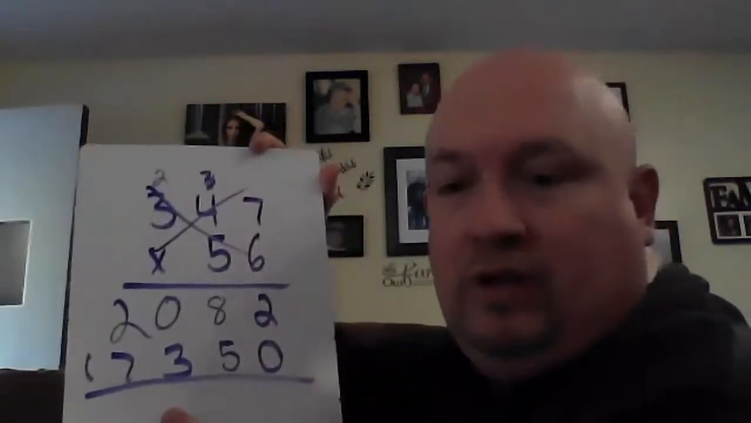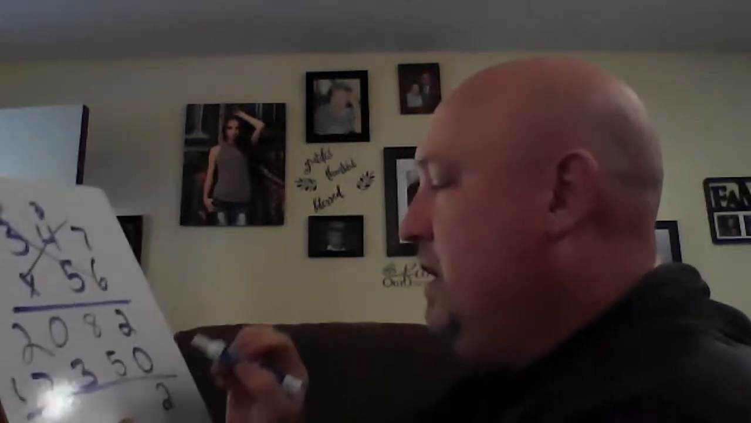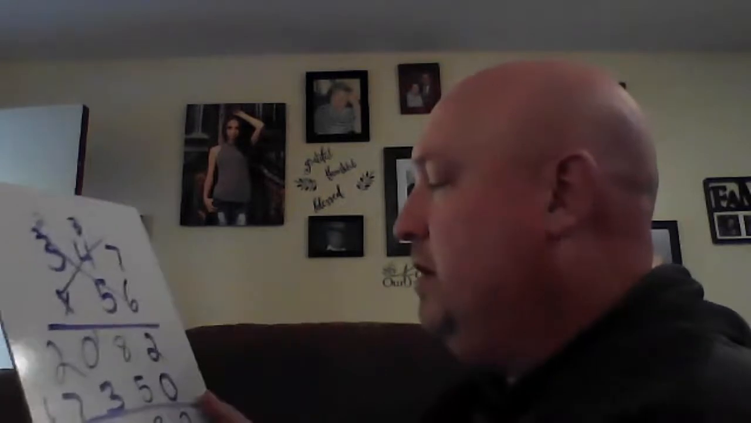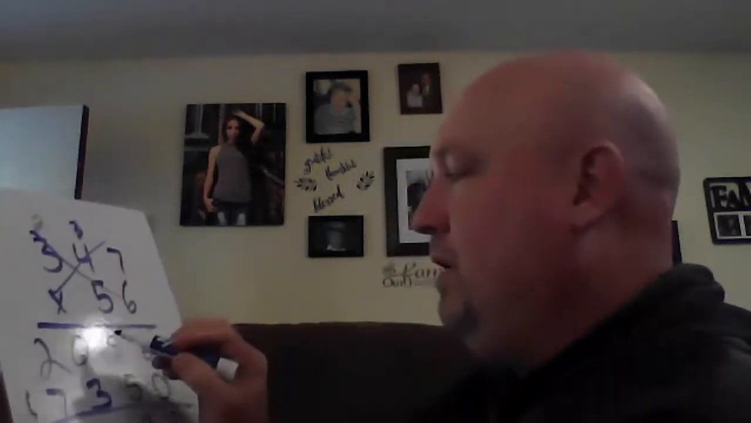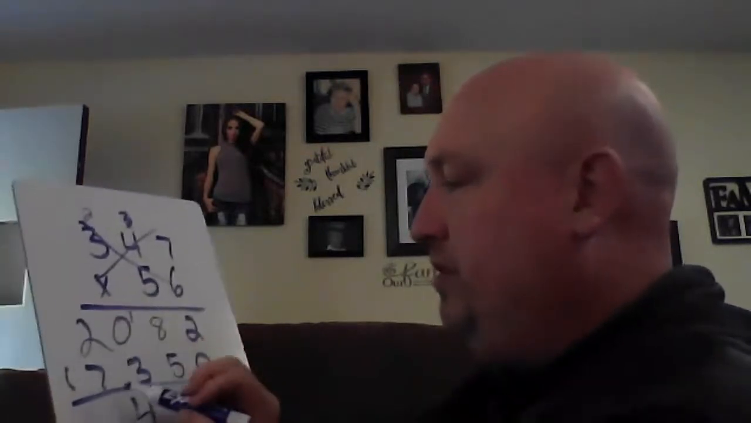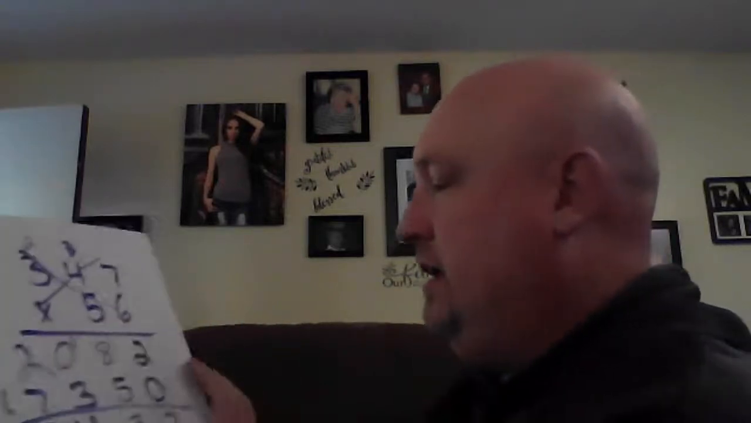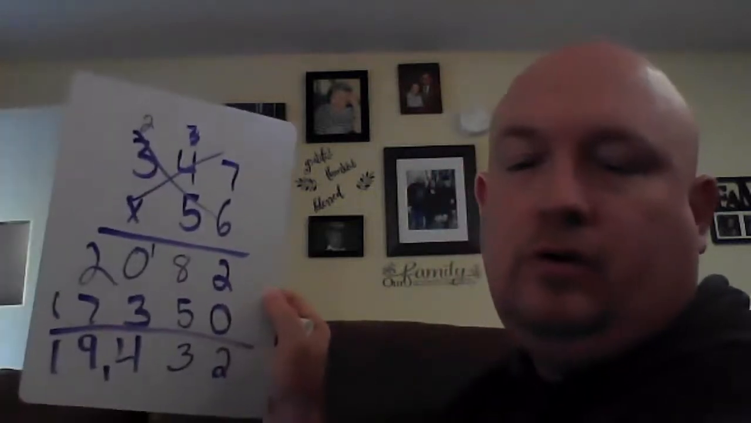I'm now into adding. 2 plus 0 is 2. 8 plus 5 is 13, so I put a 3 in the tens place, regroup the 1, because 10 groups of 10 are 100. 1 plus 0 plus 3 is 4. 2 plus 7 is 9. And 1. 19,432.